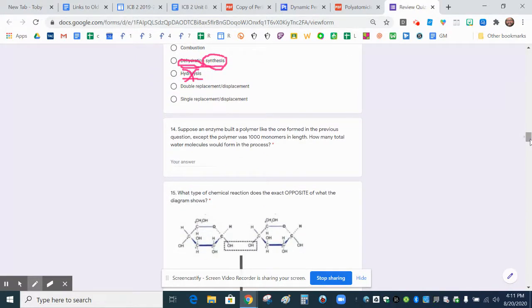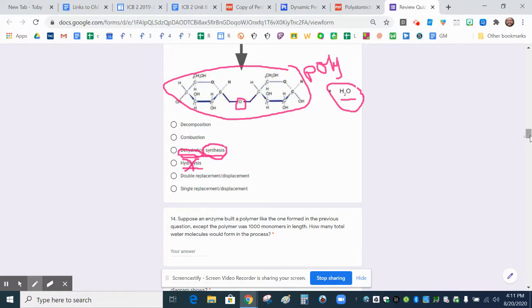Okay, let's look at this one. Suppose you have an enzyme that builds a polymer like the one above, except the polymer is 1,000 monomers long. How many water molecules would form in the process? Well, in this case, I'm going to draw this simply. Here we have two monomers represented by these dots. They're bonded together, and we have one water that was lost, right?